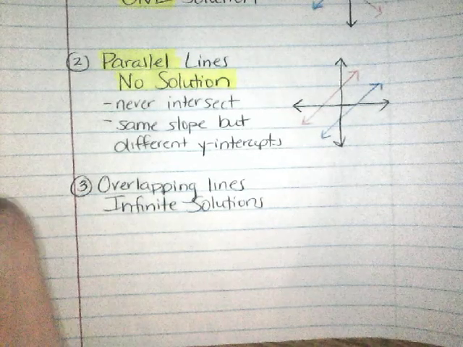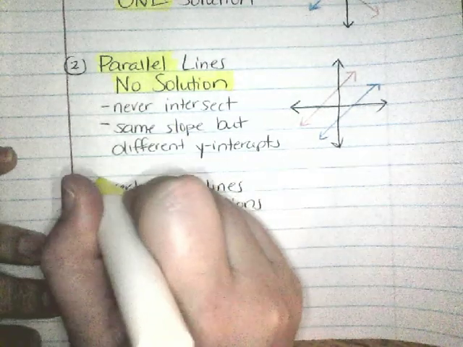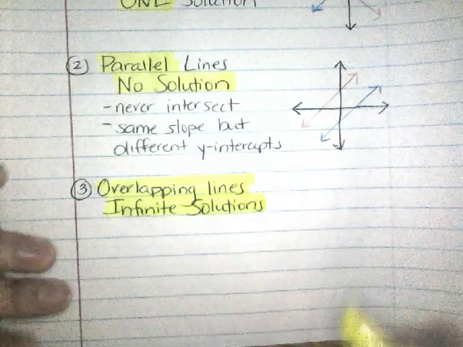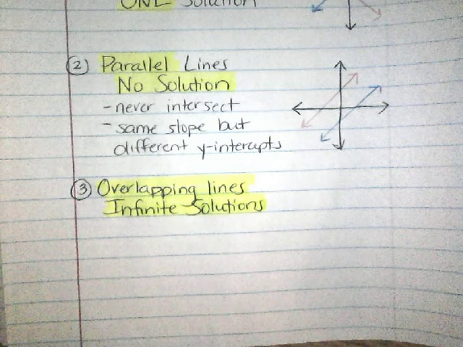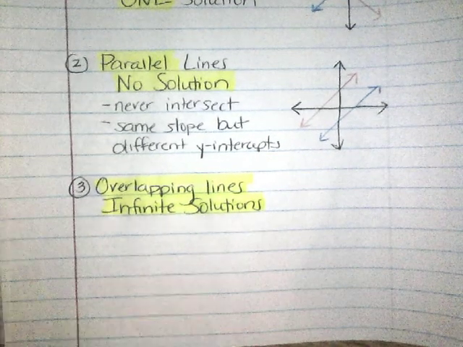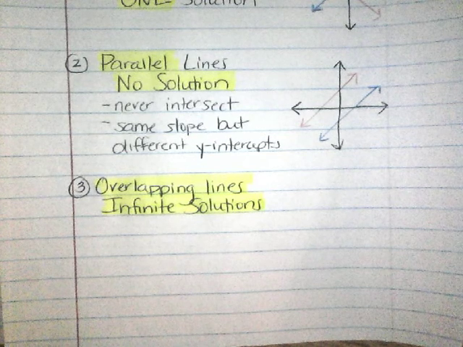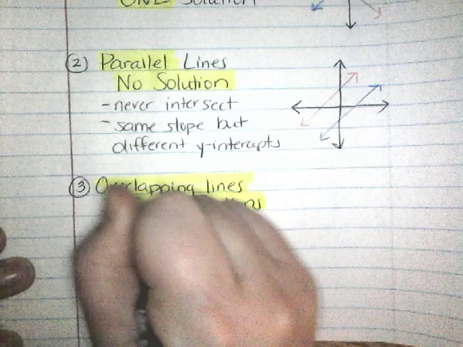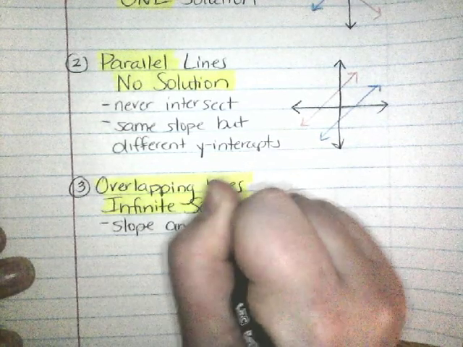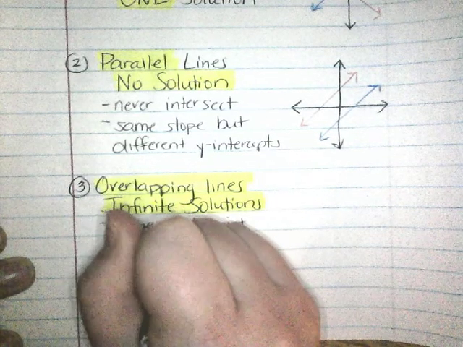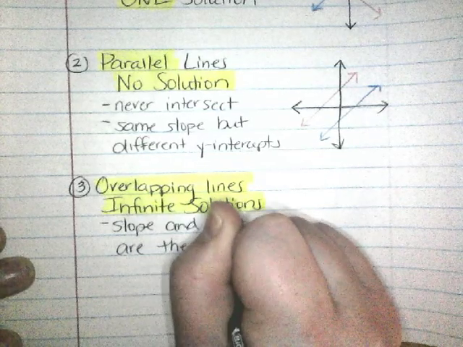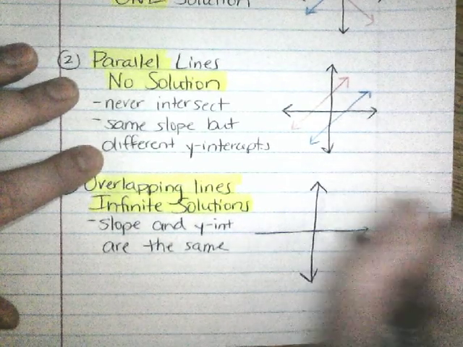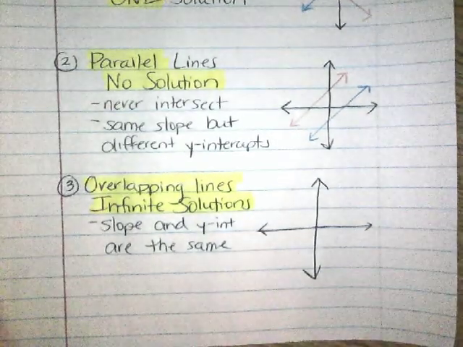So if they are the same exact line, what do we know about the slope and the y-intercept? Yep, they're going to be the same. So the slope and y-intercept are the same. Right? Because if you choose any point on here, it's going to be the same. Exactly.